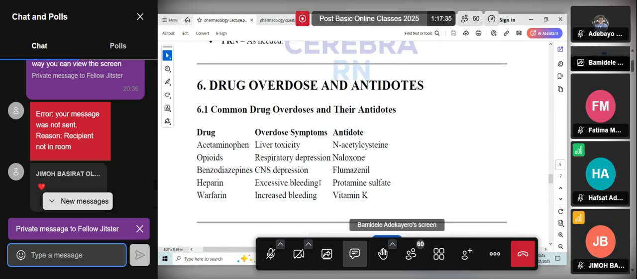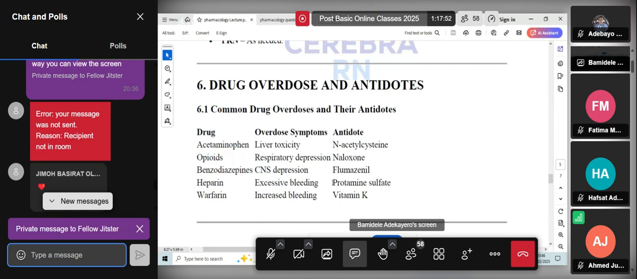You bleed. Heparin and warfarin, the common symptom is bleeding. Both of them, the patient bleeds. And the antidotes are different, even though they have the same symptom. So this is another place where the MCQ questions, the OBJ questions, can be very tricky.